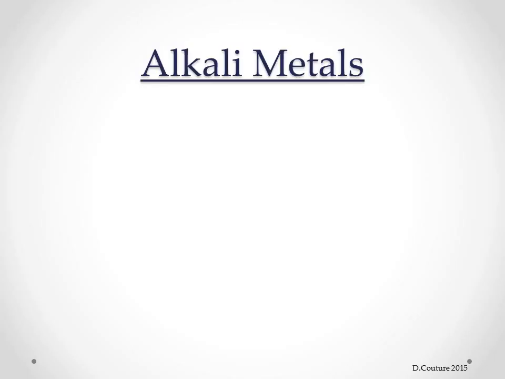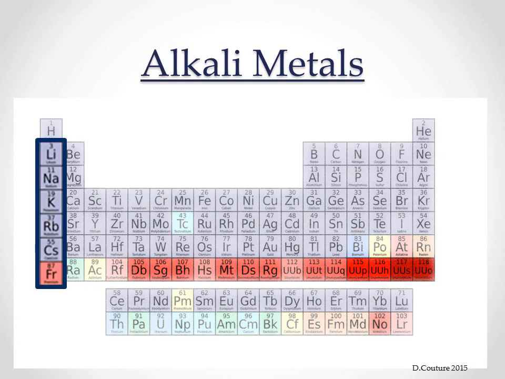The first family we're going to look at is the alkali metals. They're located in the first column of the periodic table. Please note, if you take a look at what is actually highlighted in blue, that hydrogen is not part of the alkali metals, although it is located in the first column.